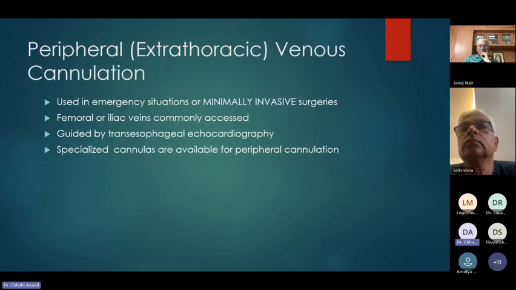Peripheral extrathoracic venous cannulation is used in emergency situations or minimally invasive surgeries. The femoral or iliac vein is commonly accessed, guided by transesophageal echocardiography. Specialized cannulas are available for peripheral cannulations.